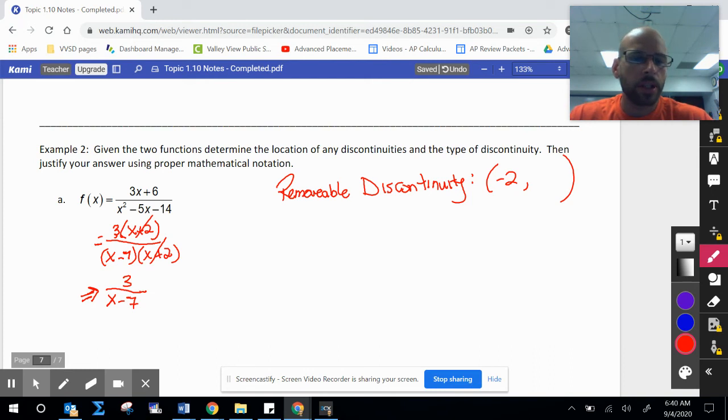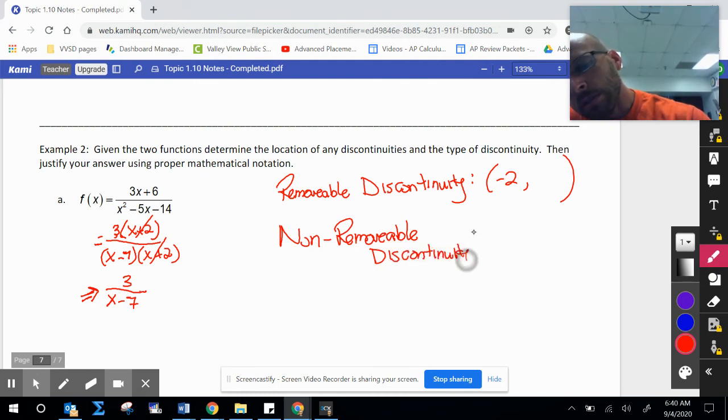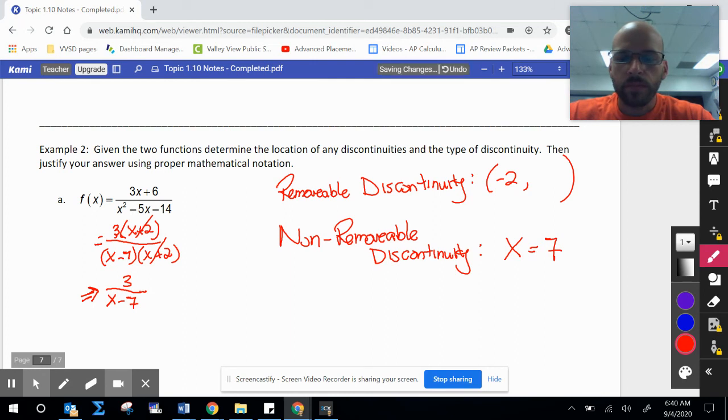And then, you can see from my reduced form, I have a non-removable discontinuity, and it's going to be an asymptote. All asymptotes are an equation of a line, at x equals 7.